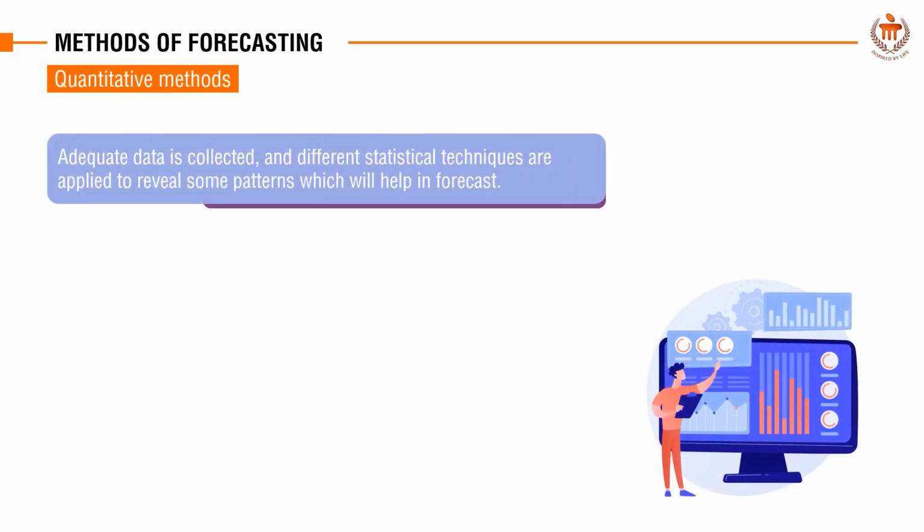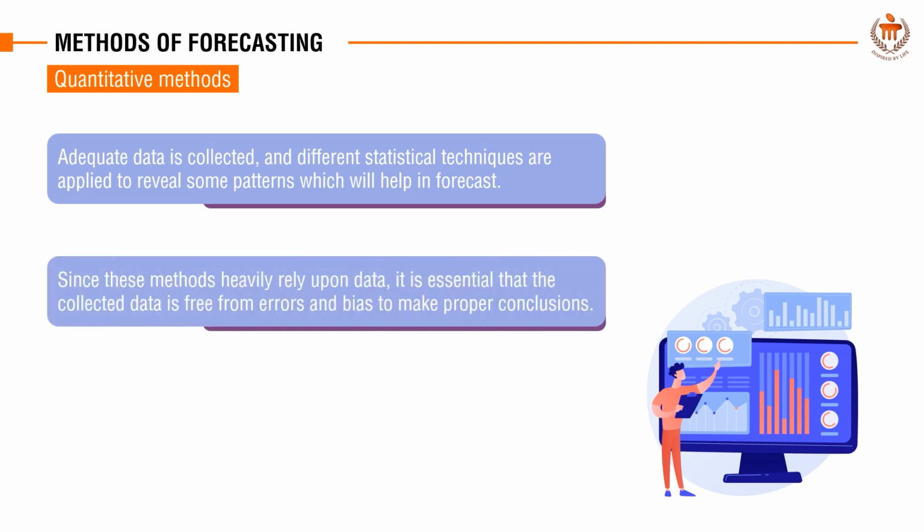Quantitative forecasting methods involve collecting adequate data and applying statistical techniques to identify patterns that aid in making future predictions. These methods are data driven, relying on numerical information such as historical sales, economic indicators, or market trends to generate accurate forecasts. Because the reliability of these methods depends on the quality of the data, it is crucial that the data is free from errors and bias to ensure sound conclusions.